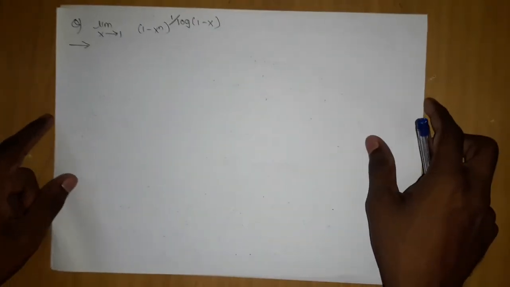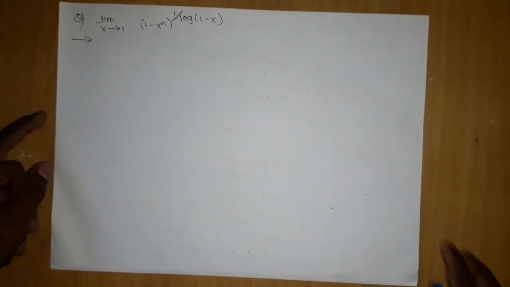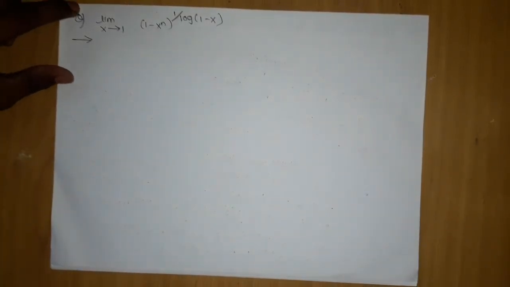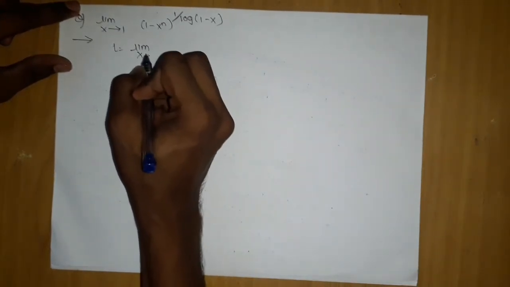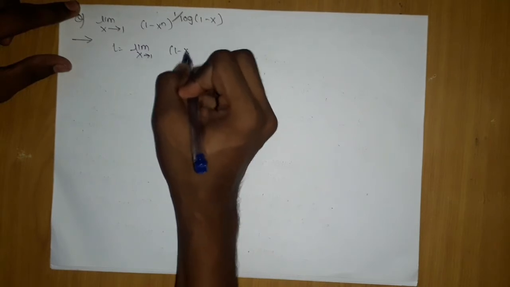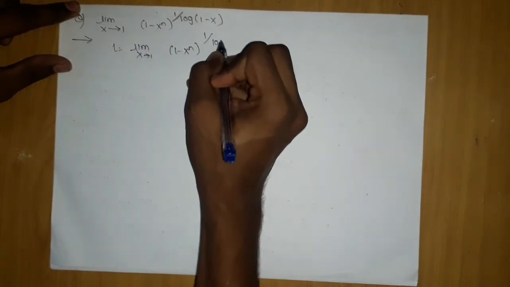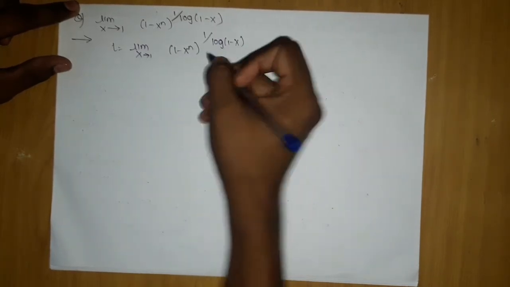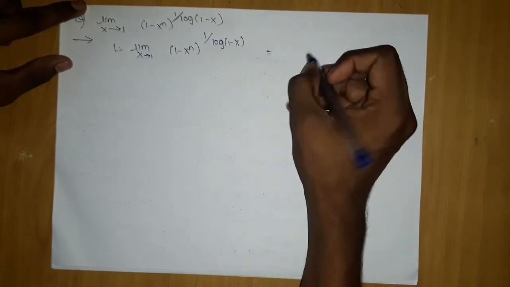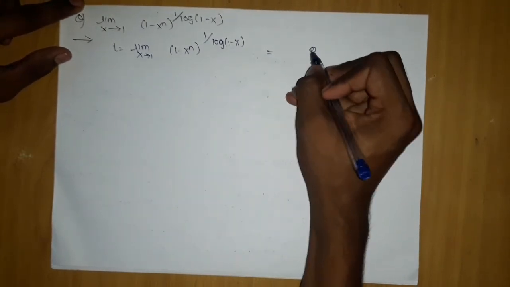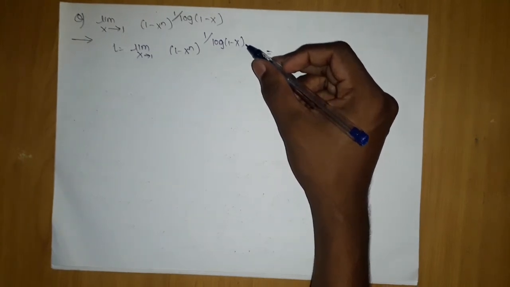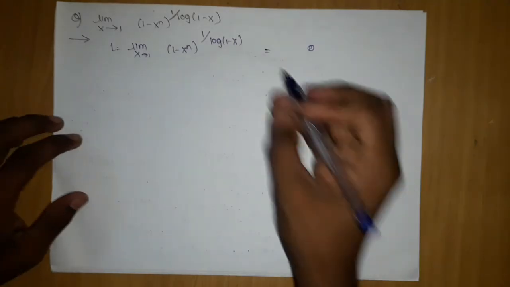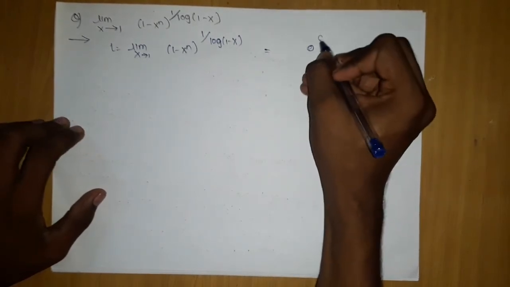The next question which we are going to do is this question. Limit x tends to 1, (1 minus x) power n, 1 upon log (1 minus x). First thing, write this, the whole upon log (1 minus x). After this, substitute, you will be getting 0. This will become log 0. If you substitute the value, you will get 0 by 0 form.